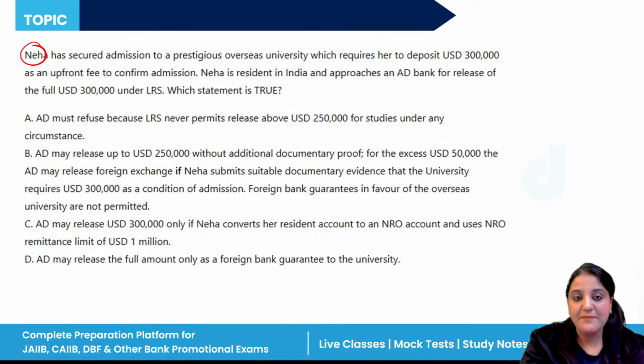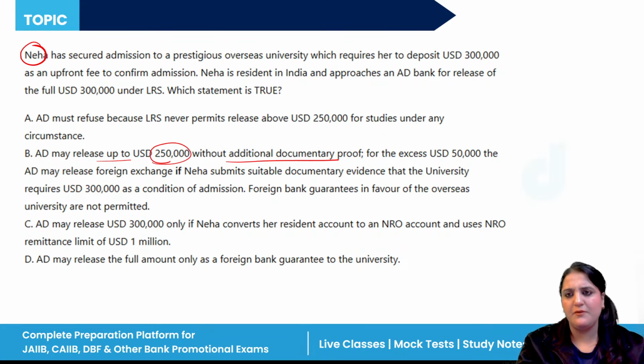So here we can say that AD may release up to $250,000 without additional documentary proof. There is no need for it within the $250,000 limit. But if she needs $50,000 in excess, she has to prove that. She has to submit suitable documentary evidence, right? In that case, authorized dealers will allow remitting more than this amount. So we can say that option B is correct.